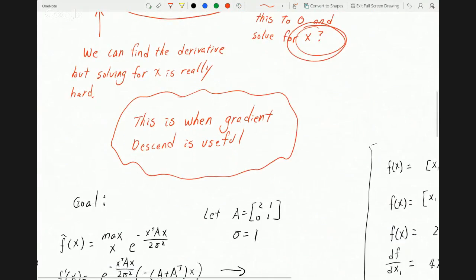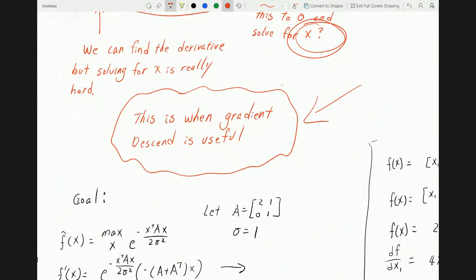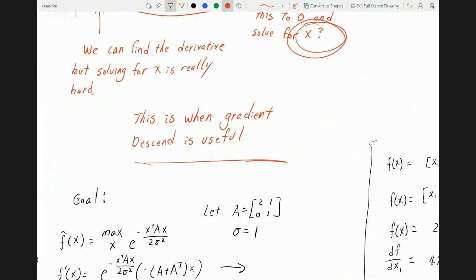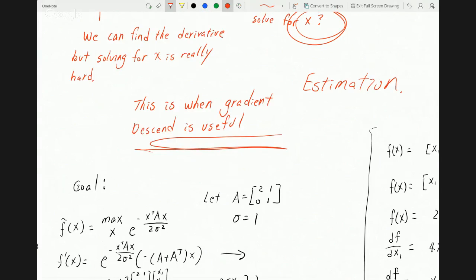Since it's difficult, this is why we do things such as gradient descent. Instead of solving for x, what we could do is use gradient descent as an estimation, to estimate it by inching closer and closer towards the true solution.